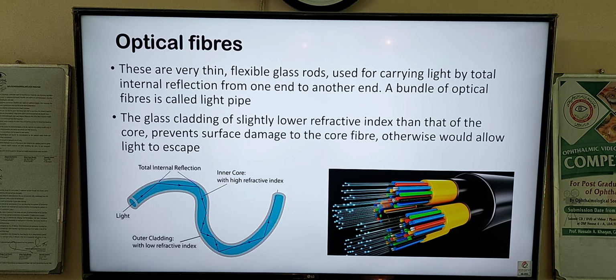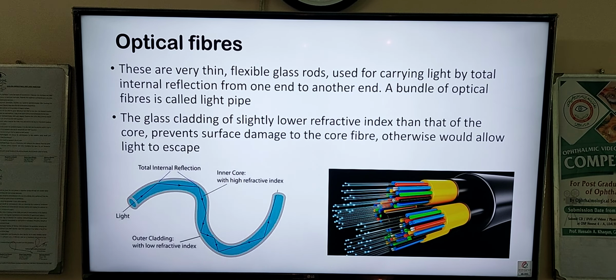So this phenomenon of total internal reflection is also being used in the optical fibers. What are optical fibers? These are thin flexible glass rods used for carrying light by total internal reflection from one end to another. इसमें what do we do is जो inner core जो होती है that is made up of a material which has a high refractive index, then the outer cladding जिसकी refractive index जो है वो low होती है. So the light is totally internally reflected, and this is how we can transmit light from one point to the longer distances, and light wouldn't escape.